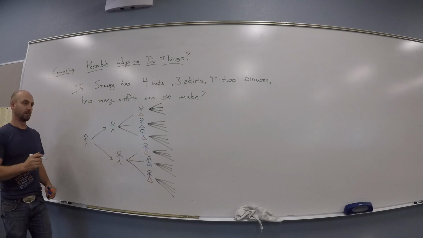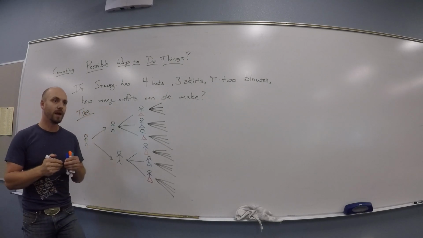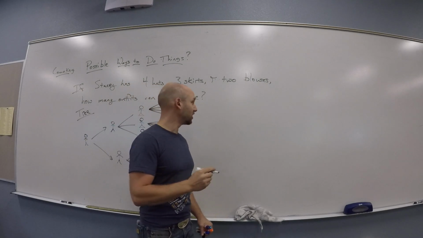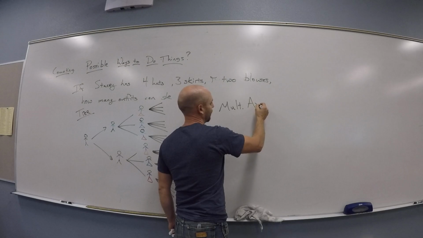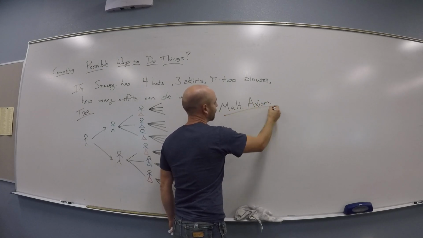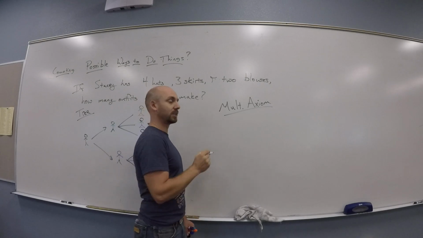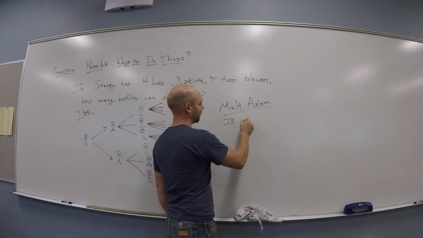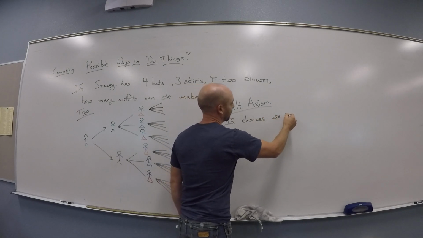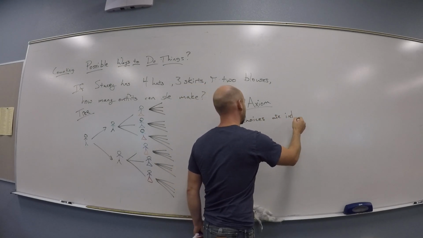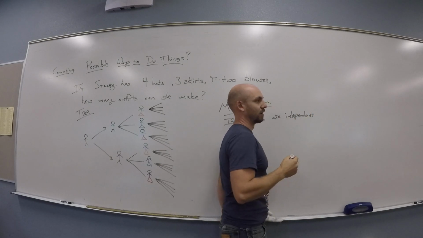You guys with me? So this thing is a tree diagram. And if you didn't feel like doing this, there's this thing called the multiplication axiom, which says that if you're making independent choices, so if the choices are independent, what does independent mean? They're not affected by other ones.